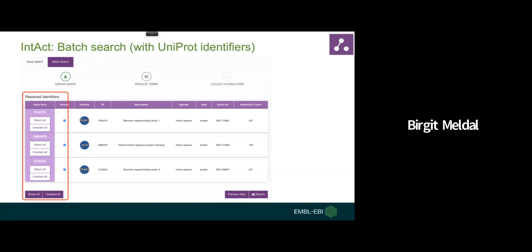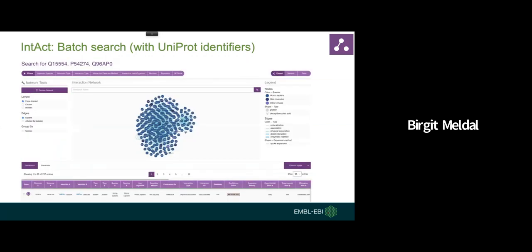Now, if you use UniProt identifiers, these are already unique, unambiguous terms. So for those three identifiers, I only get 3 options, so 1 per identifier. And then, for example, I could say, yes, I want to search for the interactions of all 3 of these with any other interactors. So I hit search and I get my network view again.